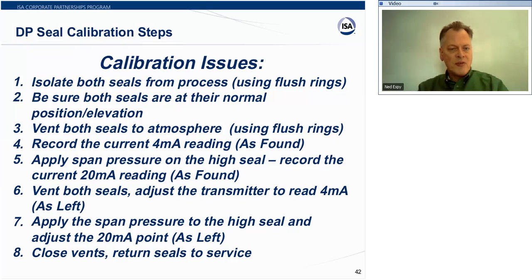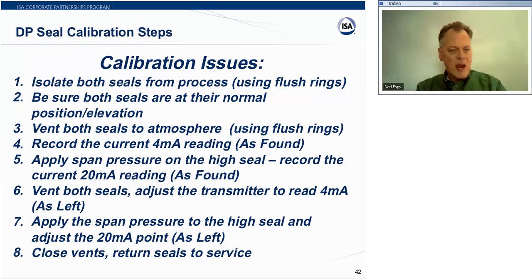Obviously, vent the seals to atmosphere. If you're using those flush rings, that makes it much easier. And if you're doing it as found, you want to record the pressure around 4 milliamps versus the actual milliamps, and then get on the high side of the transmitter and record the pressure and the milliamp reading near 20 milliamps. So then once you've determined whether it does need an adjustment, then again you're going to vent.